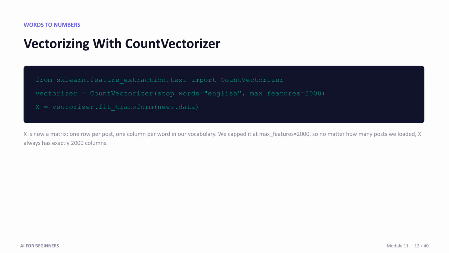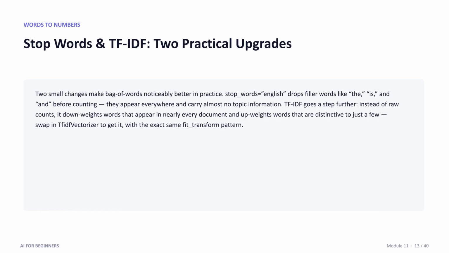We implement this using CountVectorizer. By setting max_features to 2000, we ensure that every document is converted into a vector with exactly 2000 columns, regardless of its length. We can further upgrade this process by removing stop words, common filler words that carry little meaning, and using TF-IDF to weight words based on their relative importance across the entire dataset.